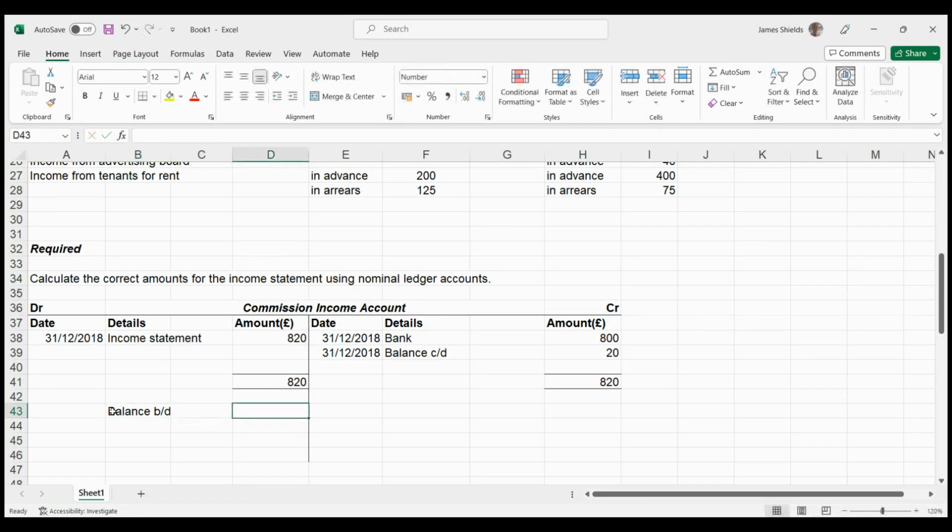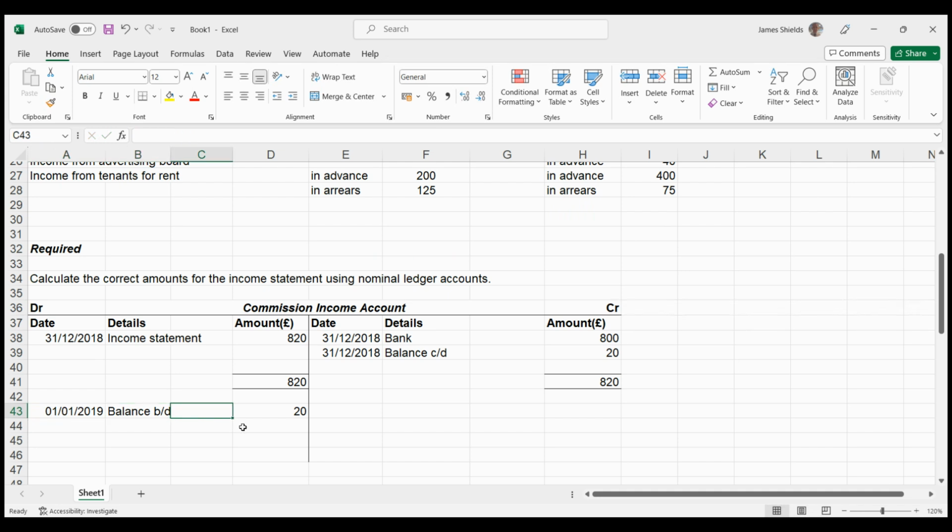And the amount is going to be the same amount, our £20. When it's brought down, it's at the start of the next financial year, which is the next day after the 31st December 2018. That's going to be the 1st of January 2019.